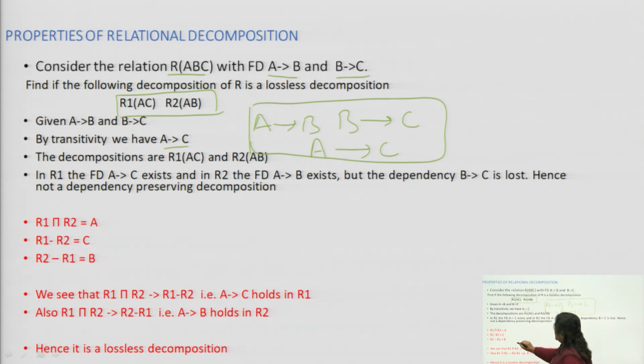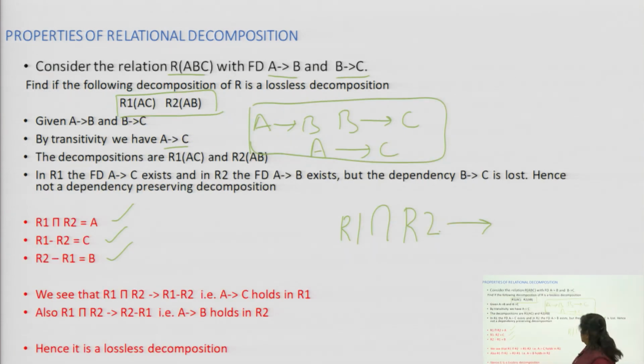Now, R1 intersection R2, what is it? The common attribute is A. R1 minus R2, those attributes which are in R1 but not in R2, is C. R2 minus R1, the attributes which are in R2 but not in R1, is B. So, does R1 intersection R2 determine R1 minus R2? R1 intersection R2 is A, R1 minus R2 is C, A to C. So, A to C is present in this decomposition, right.